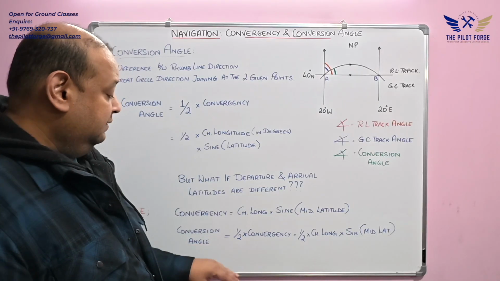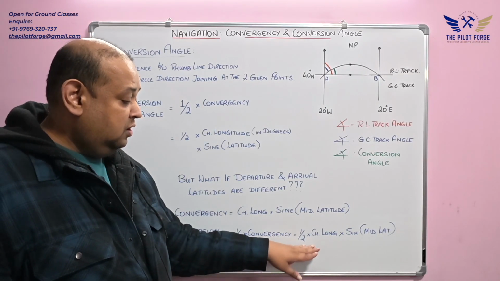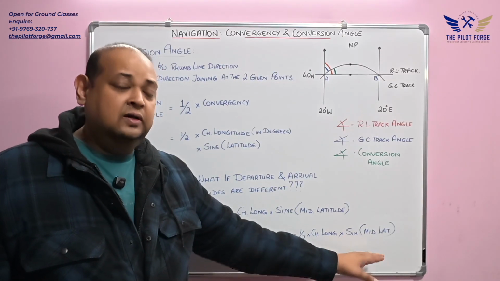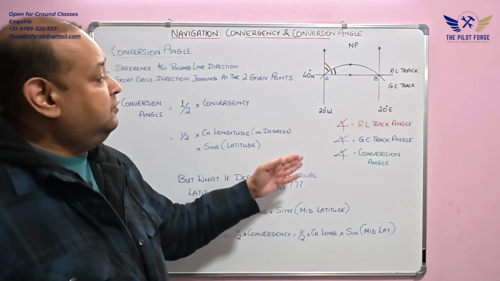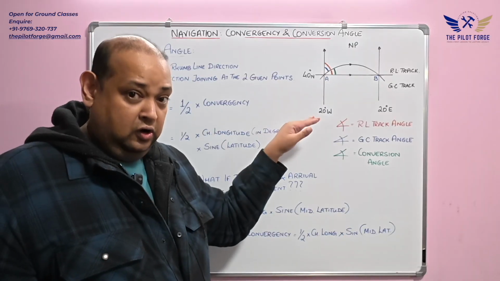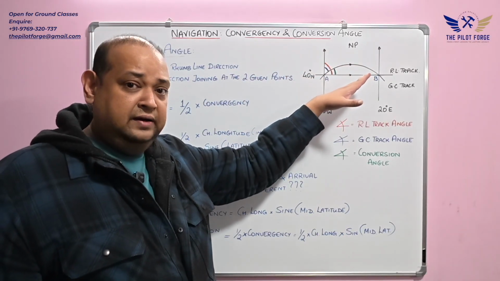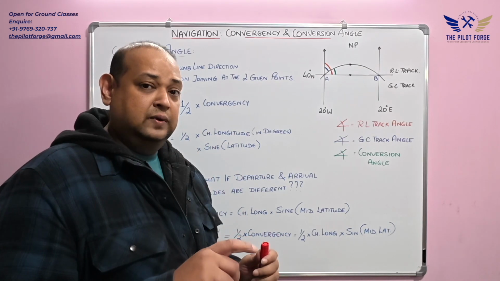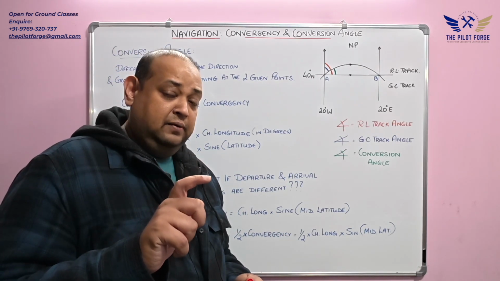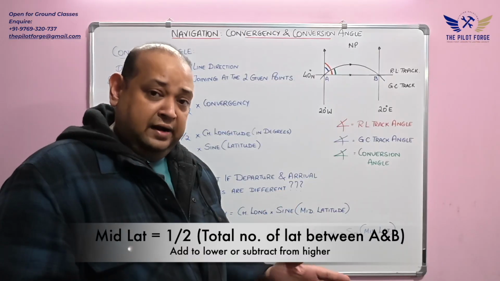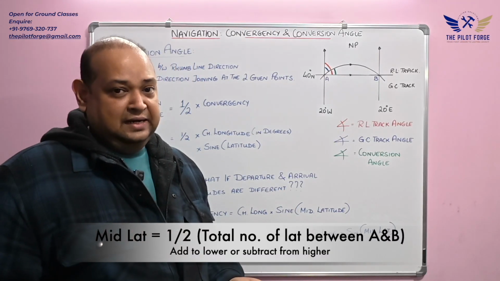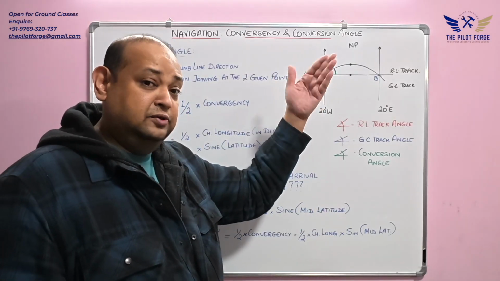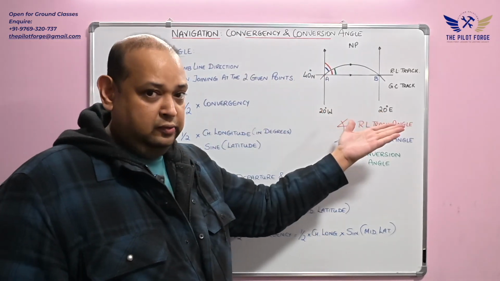Conversion angle then becomes half of convergency, or half of the change in longitude in degrees into the sine of the middle latitude. What does that mean? If you were to depart at 20 degrees north and arrive at 50 degrees north, you would take the difference between the two, which is 50 minus 20. So 30 degrees in between the two, and then divided by 2, which will give you the middle latitude. In this case, 15 degrees, which is either subtracted from 50 or added to 20.